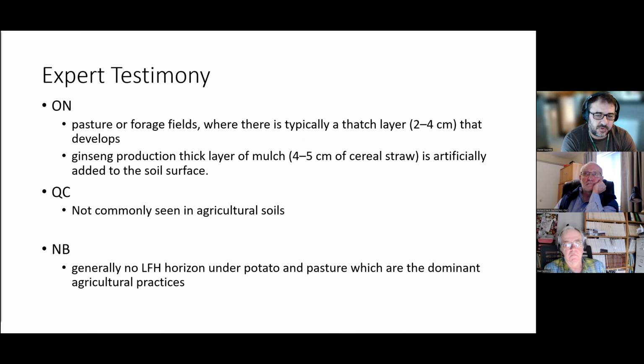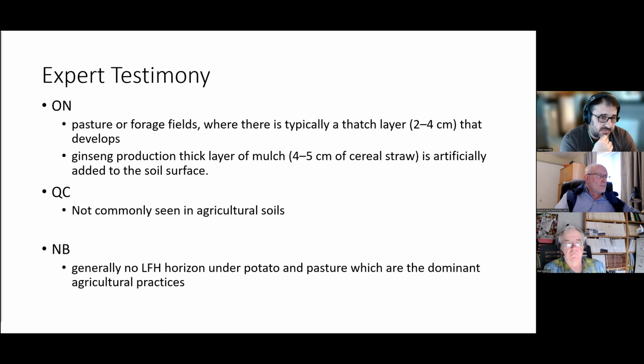But you can see that as we go east, things drop off. So here in Ontario, it's probably less typical, but it could be seen in pasture forage systems. One example in Ontario is specialty crops, so vegetable and ginseng production often use fairly thick layers of mulch to protect the soil and the plants. So that's, I suppose, an anthropogenic accumulation of organic materials at the surface.